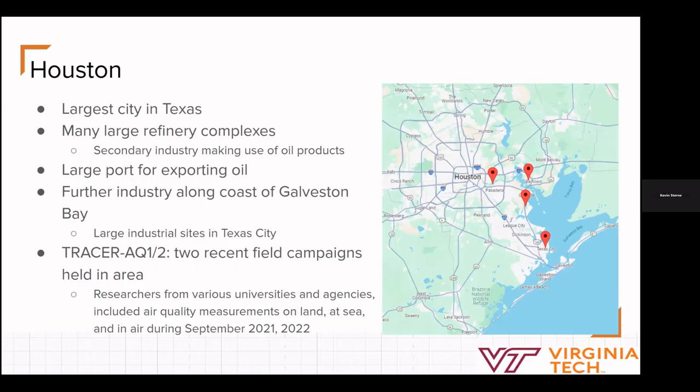In order to better understand how these sources are all interacting with the city of Houston as a whole, 2 recent field campaigns were held during 2021 and 2022, known as TRACER-AQ 1 and 2. These 2 field campaigns were hosted by the University of Houston and included not just Virginia Tech researchers, but researchers from other universities and government agencies, each bringing in their own unique methods of measuring these trace gases in the atmosphere to come to a more complete understanding of how these trace gases are interacting within the city.